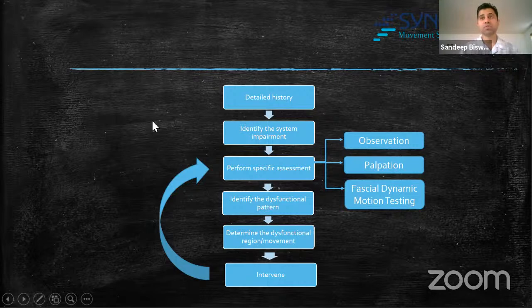So if a patient comes to you with low back pain when he's bending, you don't just fix the low back pain, you have to fix the motion. So you have to fix the patient's ability to bend forward without influencing any low back pain.